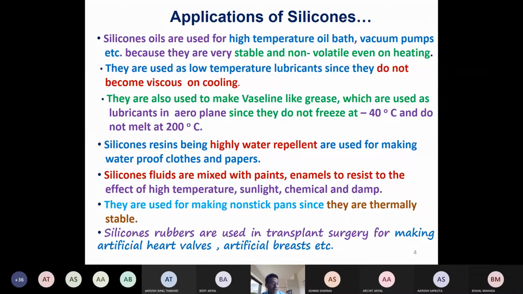They are used as low temperature lubricants. Why? Since they don't become viscous on cooling. They are also used to make Vaseline-like grease. Grease is used as lubrication, and is used as a lubricant in aeroplanes, since it doesn't freeze at minus 40 degrees Celsius and doesn't melt at 200 degrees Celsius.